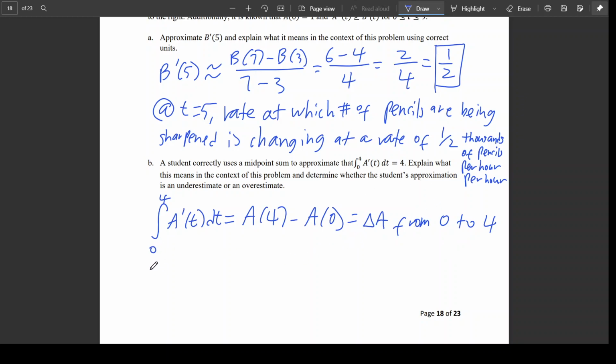So what this is telling me is, since I know this is equal to 4, this means that the rate at which pencils, I apologize for my handwriting here, it's not the best, were being sharpened at factory A.